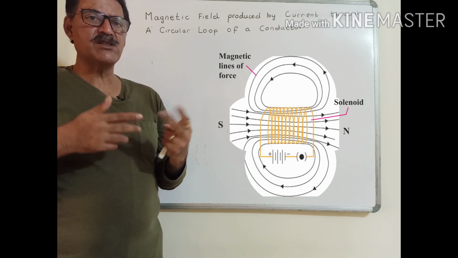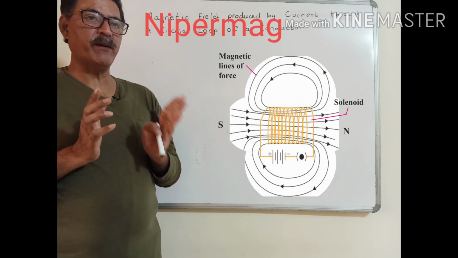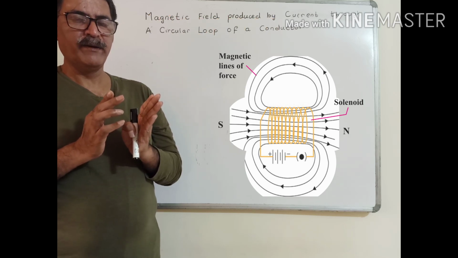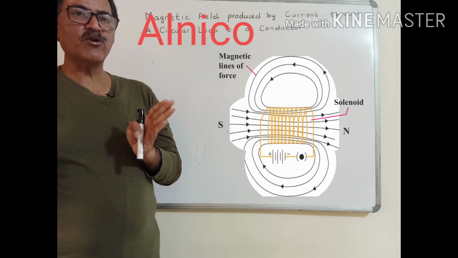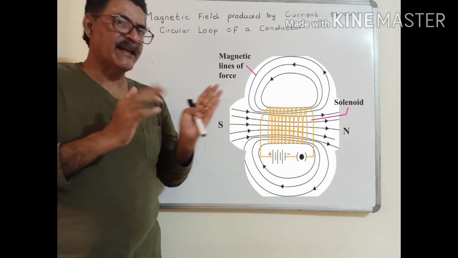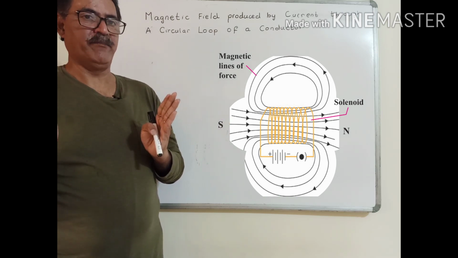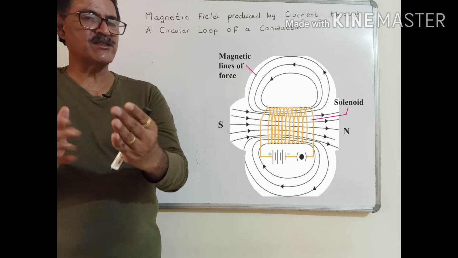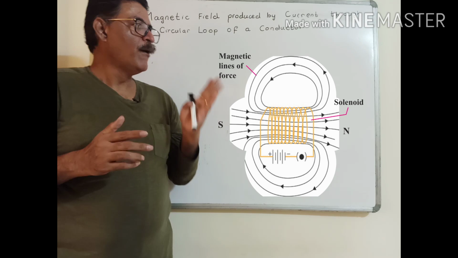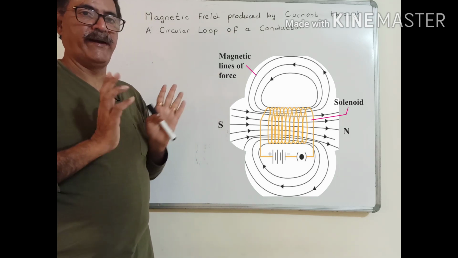There are two materials you probably must have learnt last year, Nipermag and Alnico. Alnico is an alloy of aluminium, nickel and cobalt, and Nipermag is an alloy of nickel, iron, titanium and aluminium, right? Since it is not in your syllabus, you need not worry about it. I provided this to you as extra information on the applications of a solenoid, right?